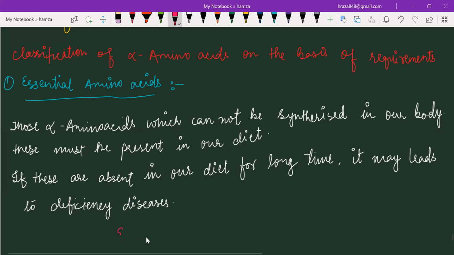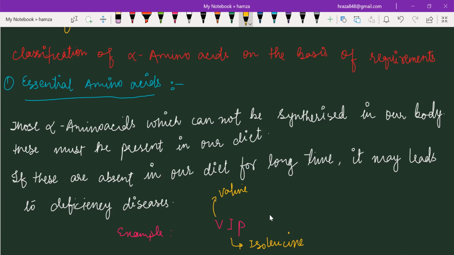We can take example in a mnemonic like VIT. V for valine, I for isoleucine. You have to remember the name because questions have been asked. Write 3 examples of essential amino acid, or it can be written as define an essential amino acid with example. And T is for phenylalanine. This is together.